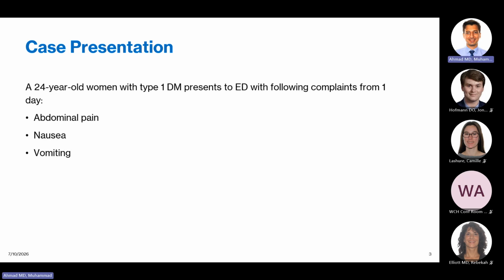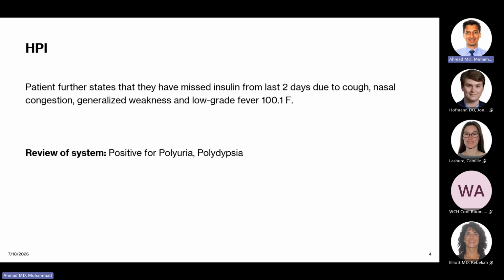Any other questions? No? Okay, so we will go ahead. The patient further states they have missed insulin for the last 2 days due to cough, nasal congestion, generalized weakness, and low-grade fever. They told us the temperature was 100.1 when they checked at home. And when we did the review of systems from top to bottom, they said they have been peeing a lot and drinking a lot for the last few days as well.